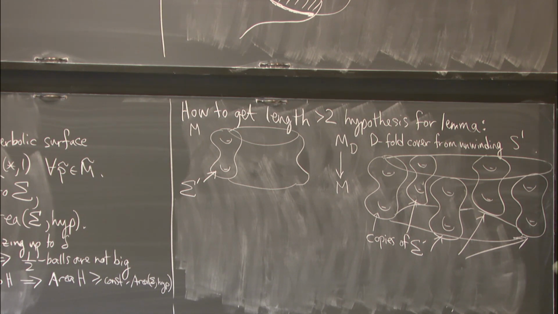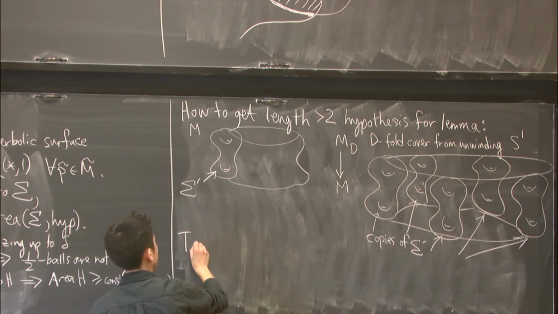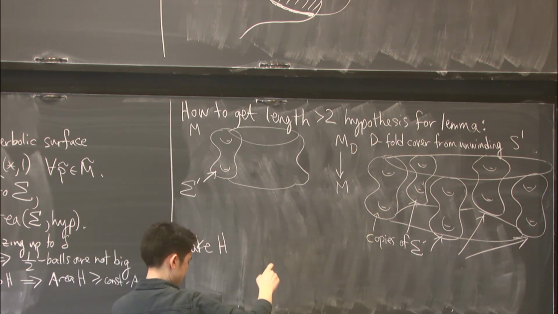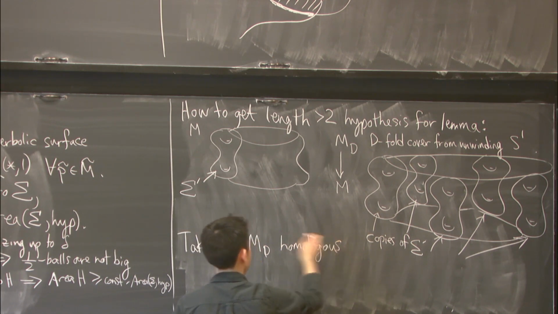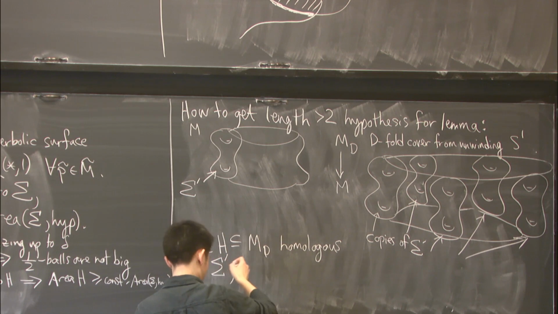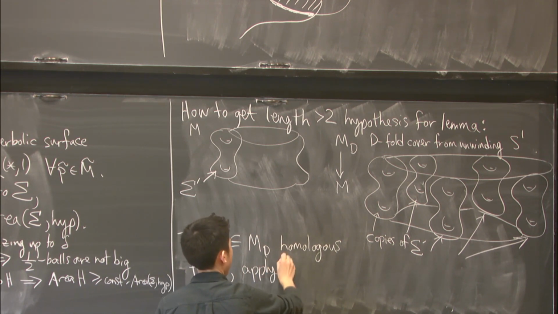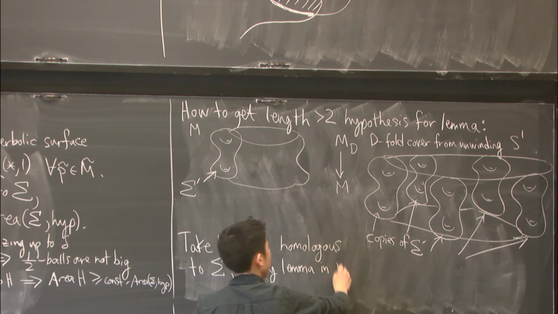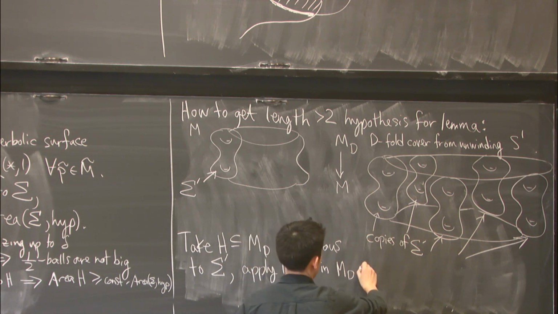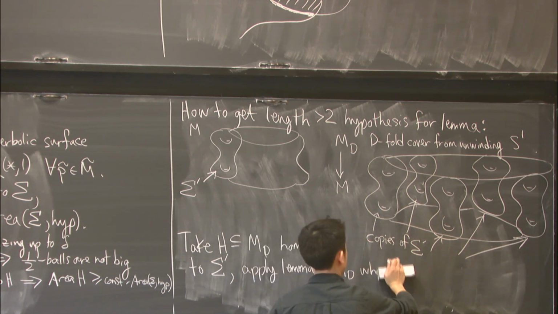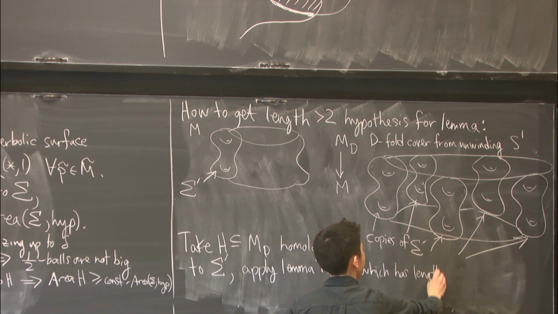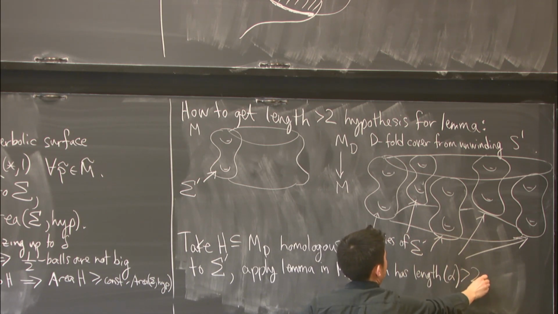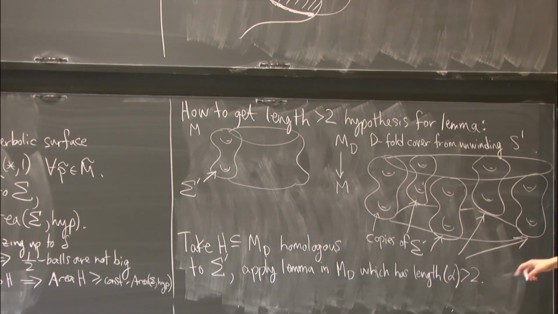So then, well, I guess I can fit the one sentence that I was going to write here, is we take H in this M sub D, homologous to sigma prime, and then apply the lemma in MD, which now, if D is large enough, has the right length hypothesis. And so that concludes the proof sketch for the easier version of the main theorem.